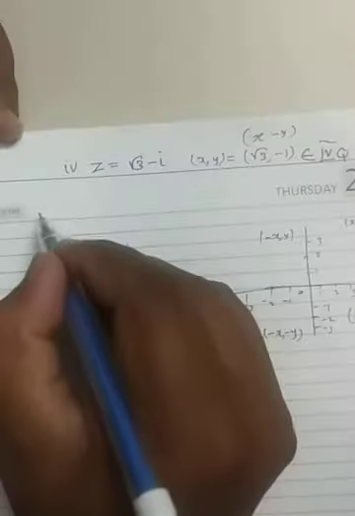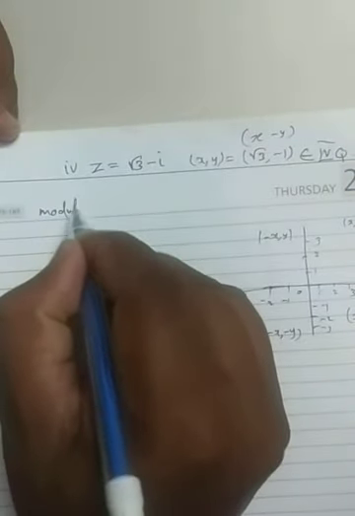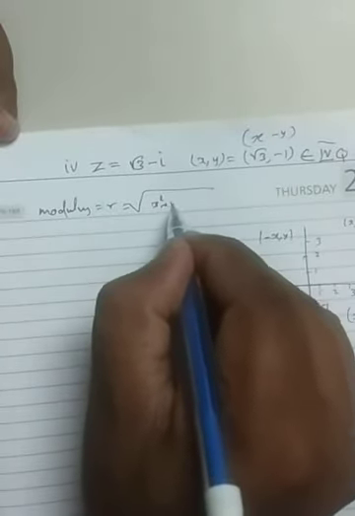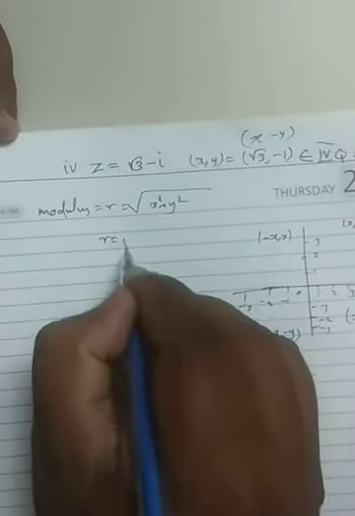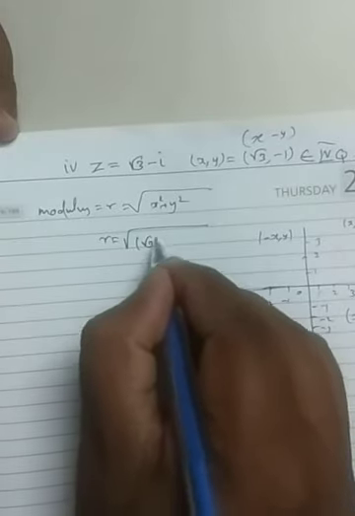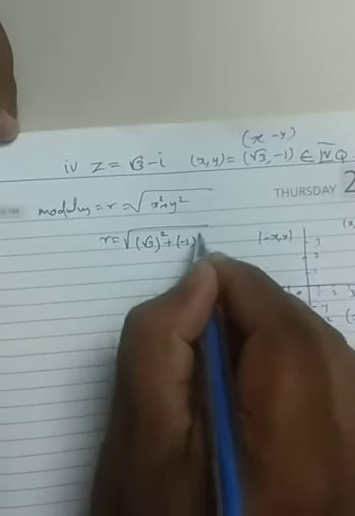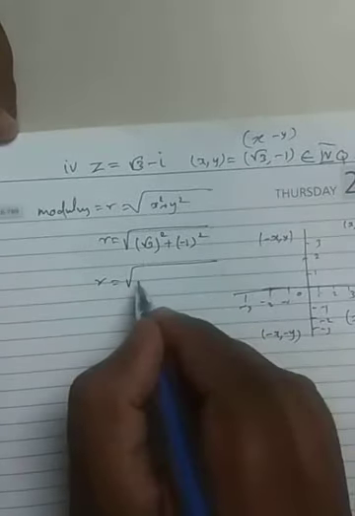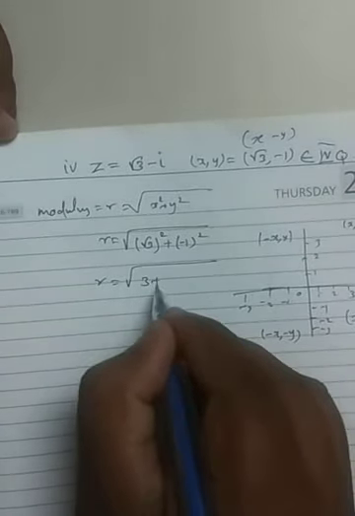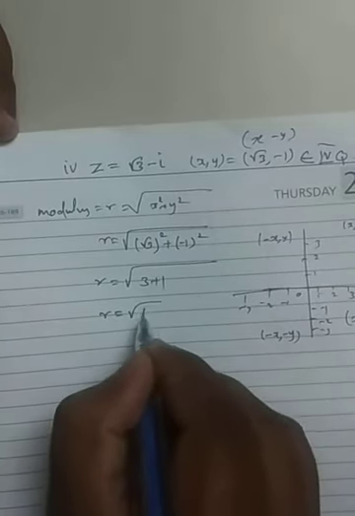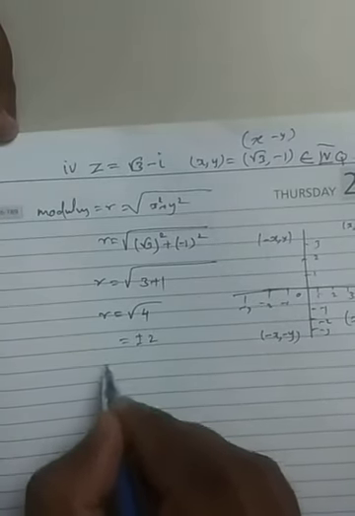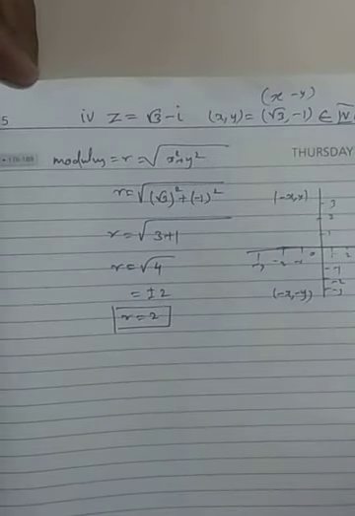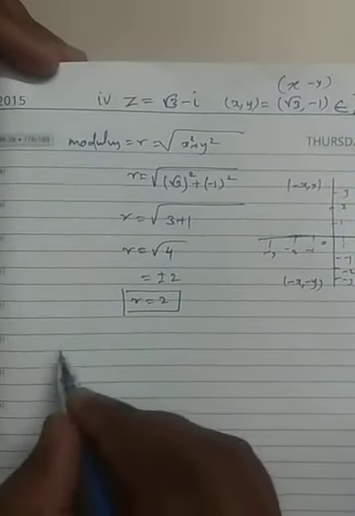Now again the modulus. Here we are going to find the modulus value, that is the r value, which is nothing but the root of x square plus y square. That is r equals the square root of (root 3) whole square plus (minus 1) whole square. The square root and the square get cancelled. Now 3 will come, minus into minus is plus 1. So the r value is root 4, which is plus or minus 2. We are going to take only the modulus, so the r value is 2. Is that clear?